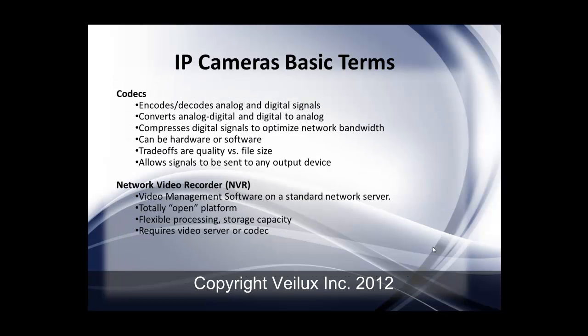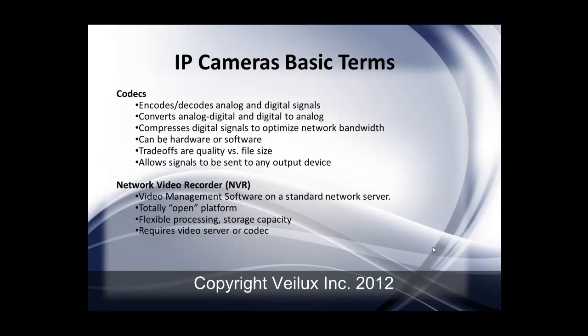Codecs encode and decode analog and digital signals. They convert analog to digital and digital to analog. They compress digital signals to optimize network bandwidth. They can be hardware or software. The trade-off is quality versus file size. They allow signals to be sent to any output device.